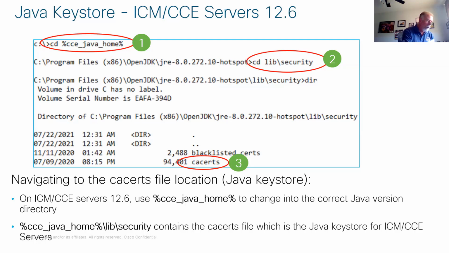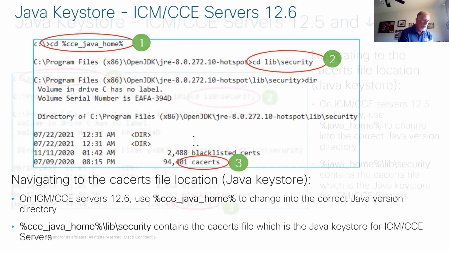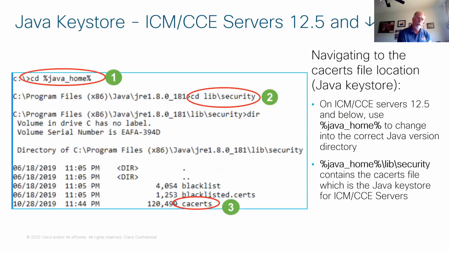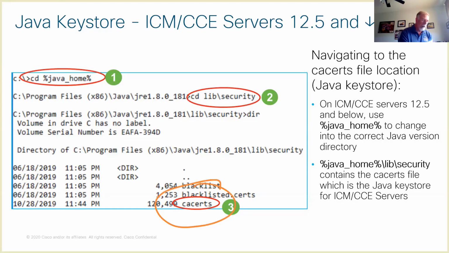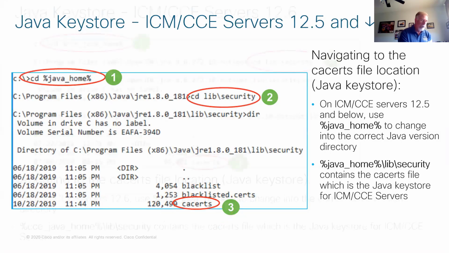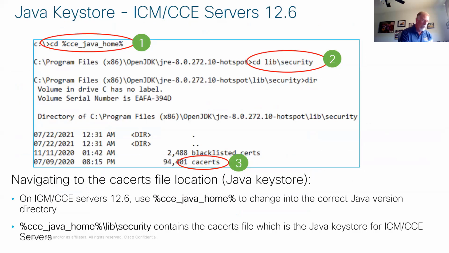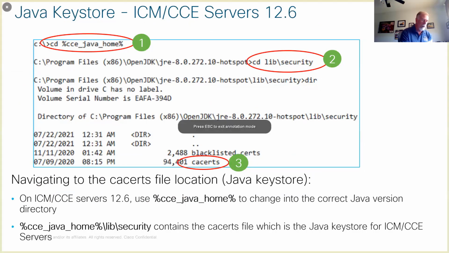Hey, pretty easy adventure, people. Go back to your old Keystore location. If you just upgraded from version 12.5 to 12.6, go to the old folder location, grab that CA certs file from this location and simply copy it, boom, into your new Keystore location for version 12.6.